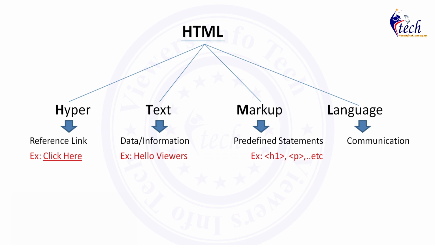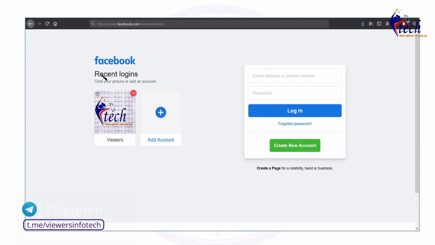I already told you the meaning of hyper. If you click here, the page is linked with another page and it will move to that page. And next, coming to the text. You can write any text here, like hello, Viewers Infotech. You can write any text in a text field. And next, coming to the markup. Markup means, as I already told you, we have many tags in HTML like h1 tags, paragraph tags and div tags and so on. Look at here, this is the Facebook login page, and these input boxes and buttons and so on, and this body are decorated using HTML.